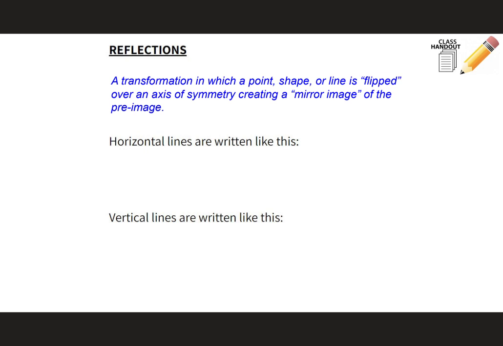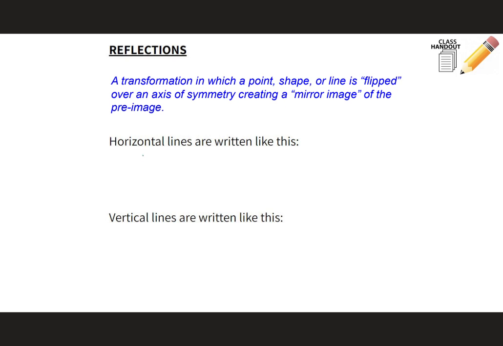Okay, so now let's talk about reflections. A reflection is a transformation in which a point, shape, or line is flipped over an axis of symmetry, creating a mirror image of the pre-image. We're going to be reflecting over horizontal and vertical lines, although you can reflect over any type of line. They could also be diagonal, but we're just going to do horizontal and vertical lines.